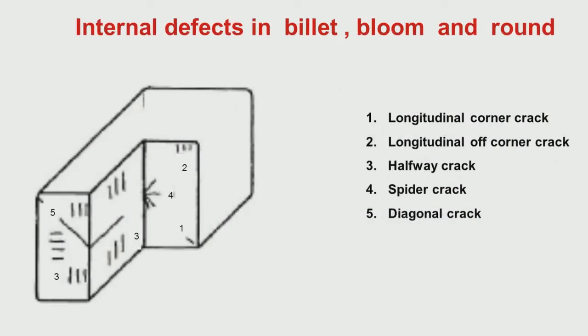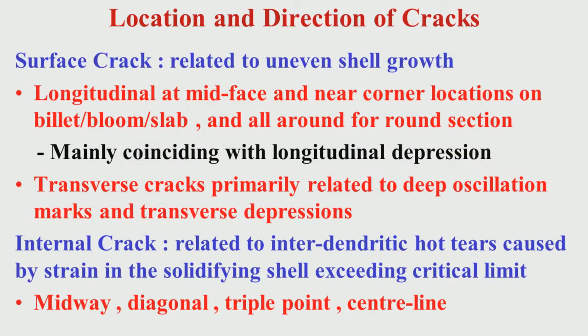This I had mentioned in this transparency, that location and direction of cracks is very important. Surface cracks, they are basically related to uneven shell growth. I have shown a lot of surface cracks, transverse or longitudinal, both on slab surface as well as on billet, bloom or round. So, those surface cracks are basically forming due to uneven shell growth.